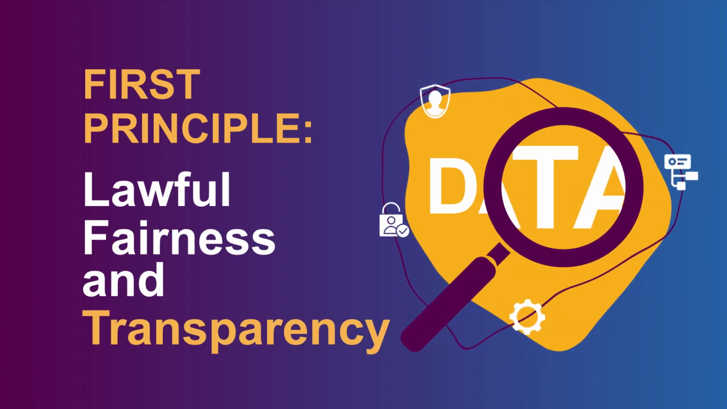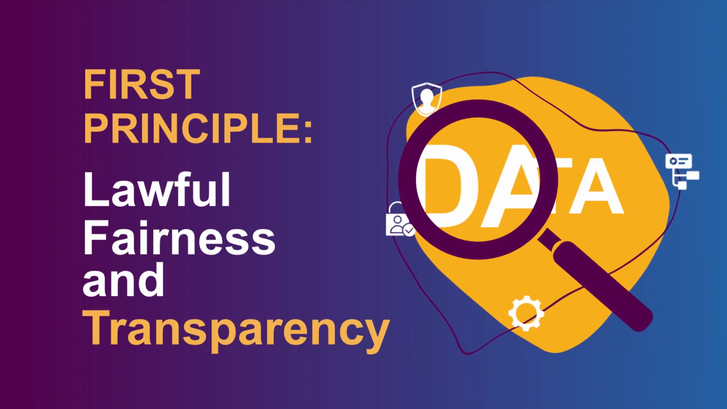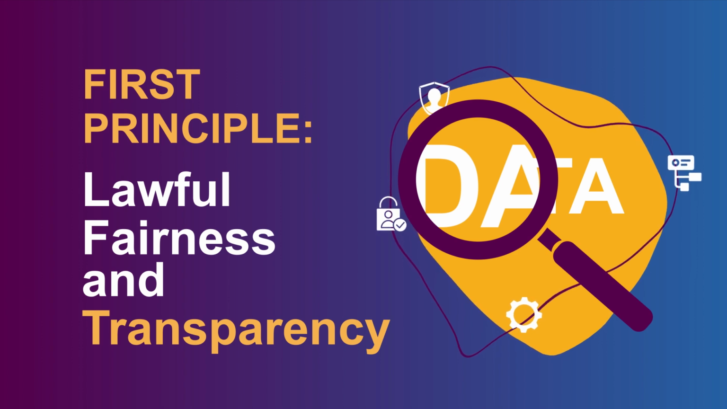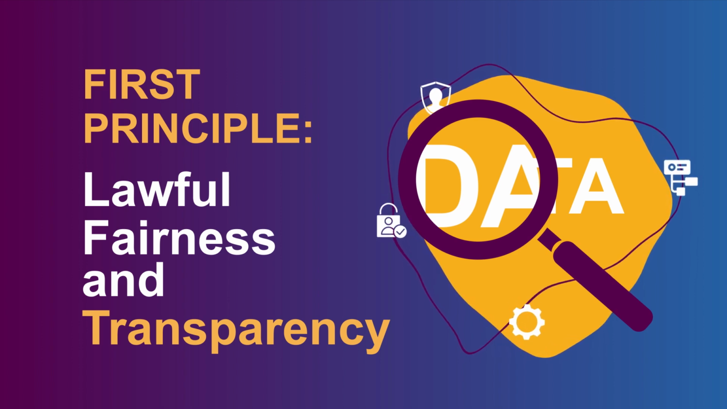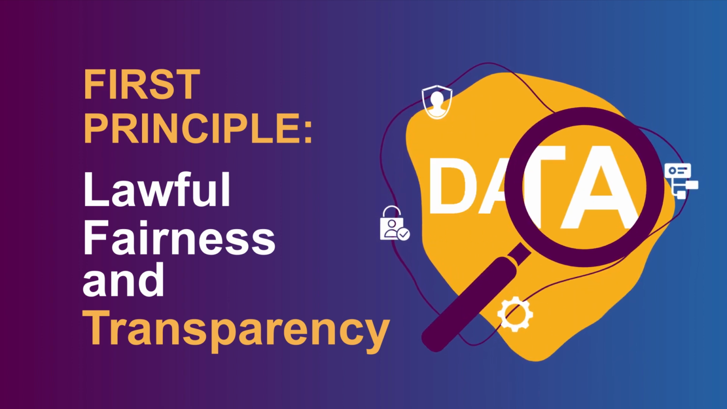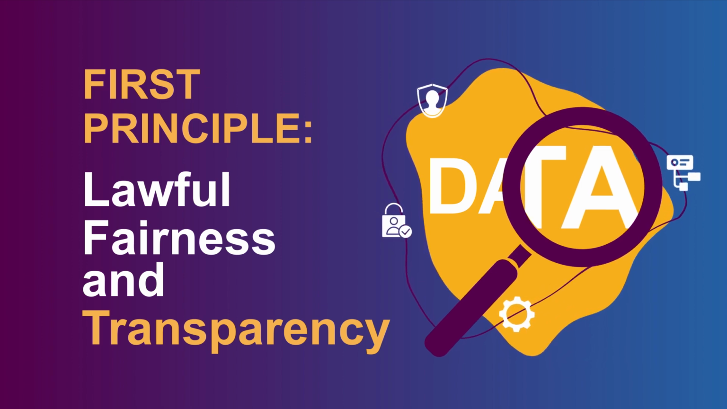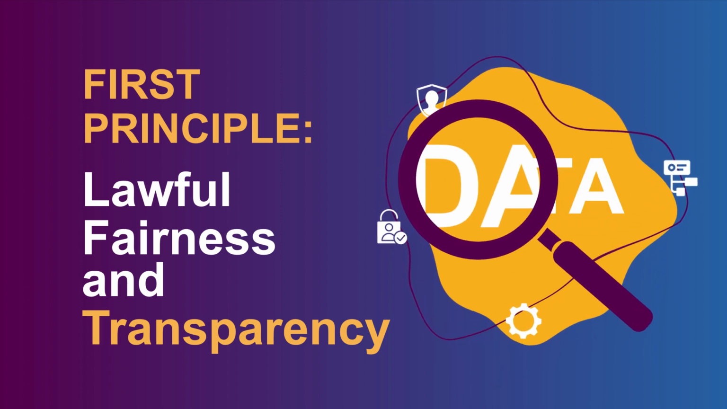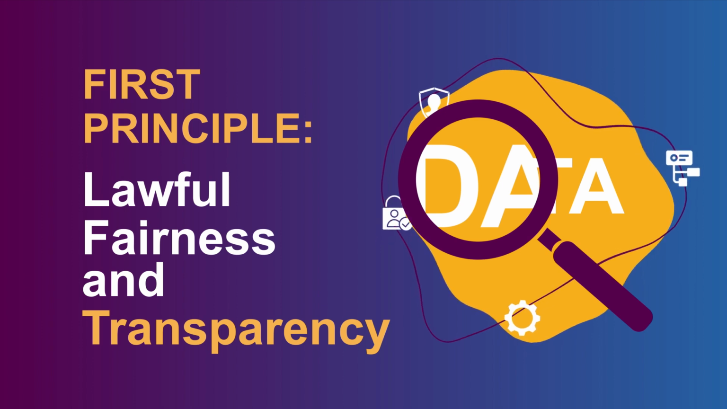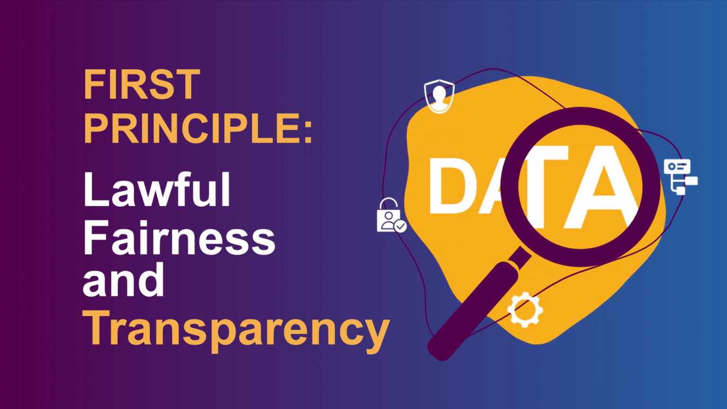Whether you get data directly from people or indirectly, like from data brokers or publicly available data, transparency is key. You must tell people in clear, plain language what data you're collecting, how it's used, and the rights available to them, with few exceptions. If your processing activities are not explained in your privacy policy, this needs to be fixed.